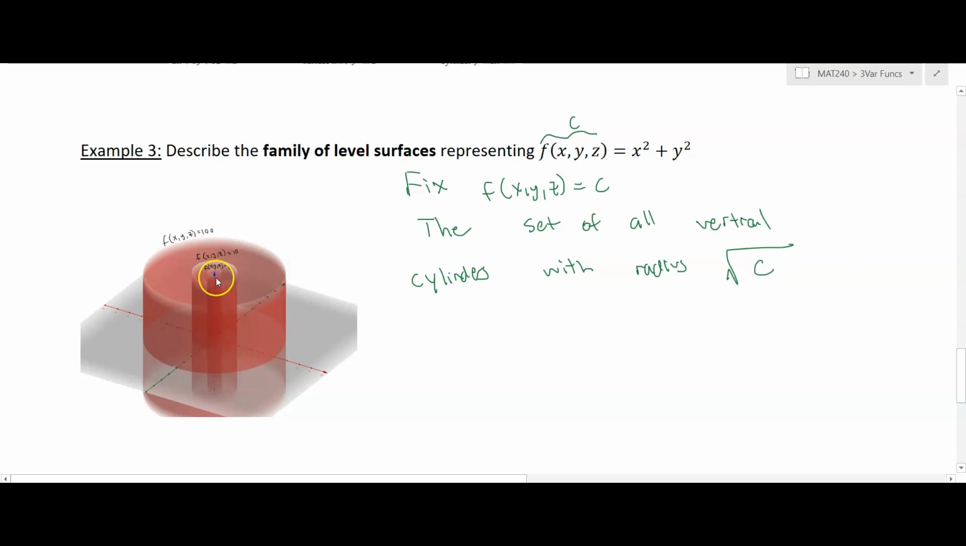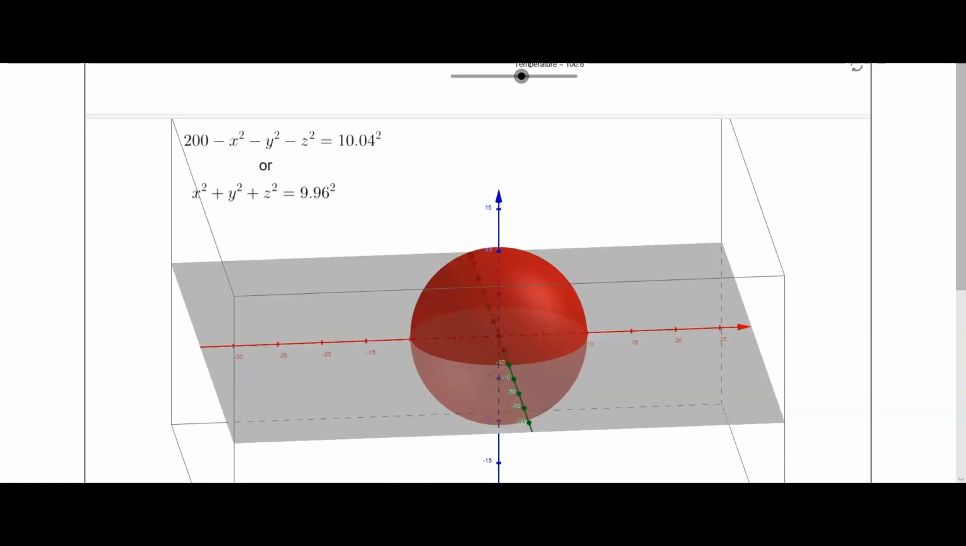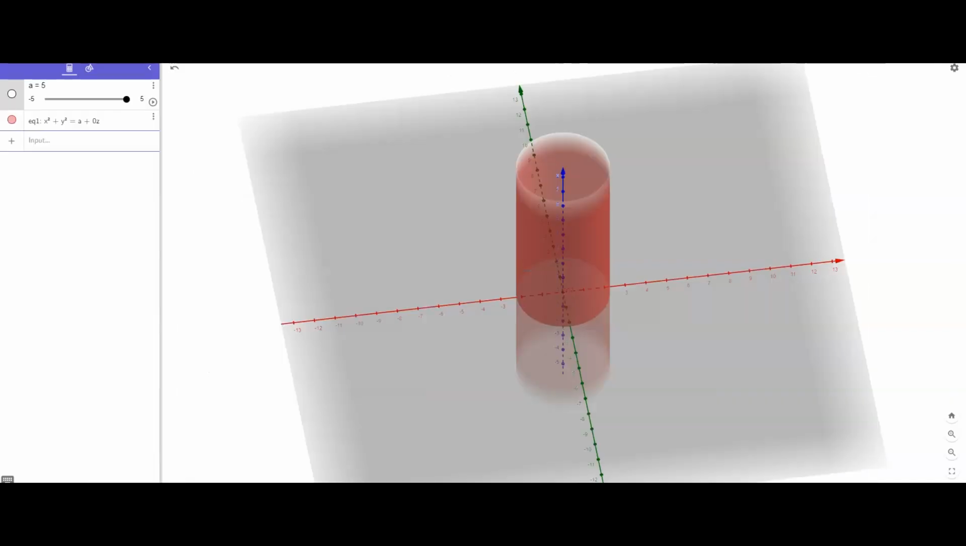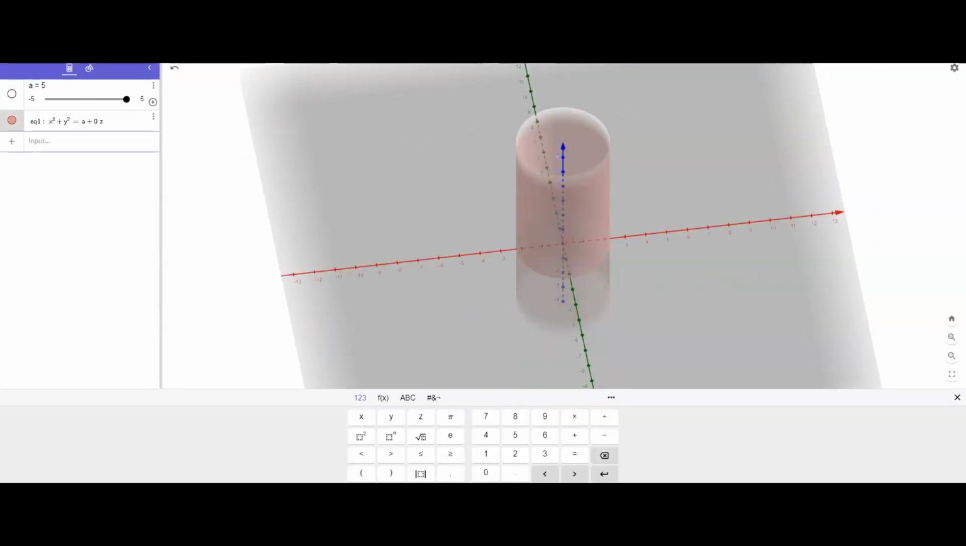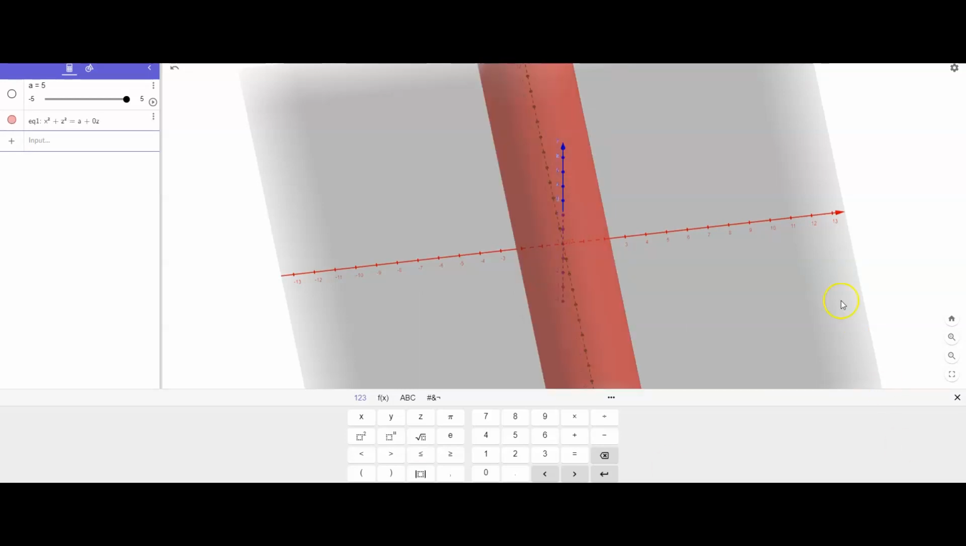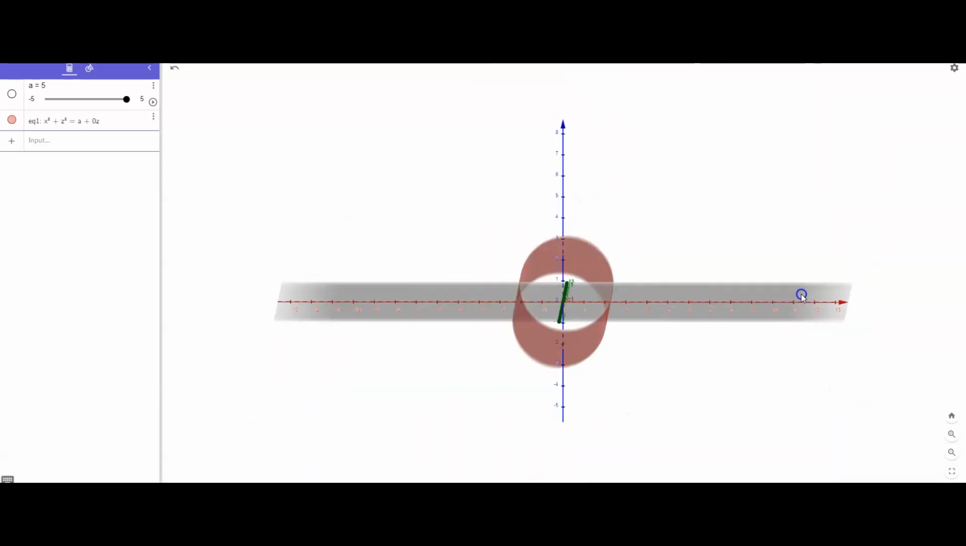Square root of 1 is 1, so that's a cylinder of radius 1. We can also see different types of cylinders. And the reason I had mentioned that is because if we simply change x squared plus y squared to be x squared plus z squared, it's still a cylinder, but now the cylinder is on its side.